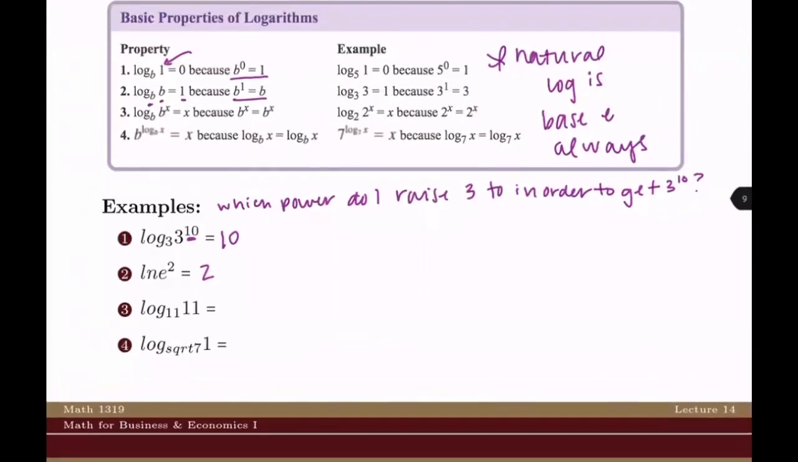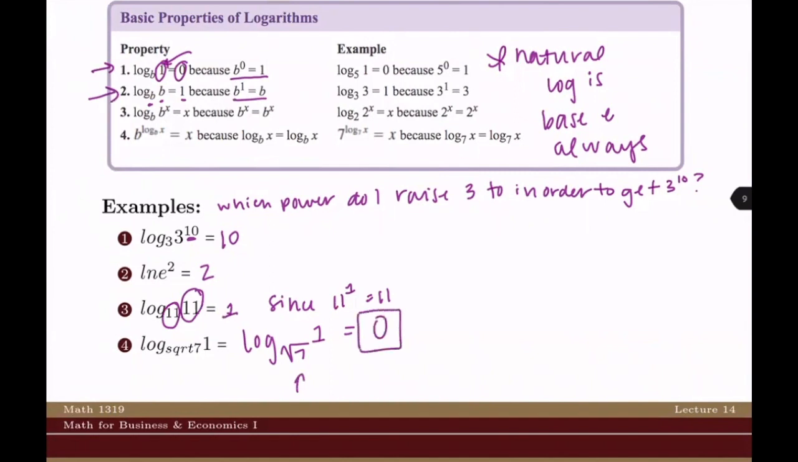Log base 11 of 11, that's our property number 2. If we have the same number in the base as inside the log, we're just going to get 1, since 11 to the 1 equals 11, right? And then lastly, log base root 7 of 1. If we look up here at property number 1, anytime we have a 1 inside the log, we're going to get 0. So even though we have this ugly square root, it's just going to be 0. Not so bad, right?